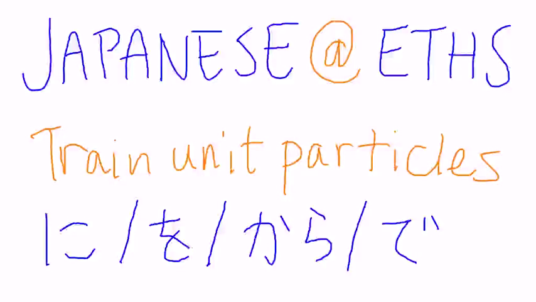This screen chomp will attempt to detangle the particles that we use with the train unit. In particular, at its most basic, if you're talking about getting on or off of a form of transportation, and you imagine that form of transportation as some sort of a box that you enter or go into, so if you're boarding a train, you're getting on the train, you ni the train.